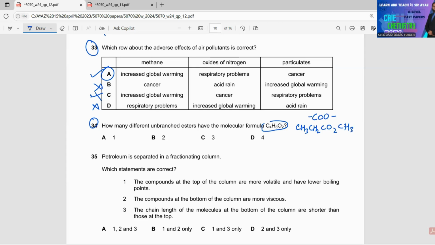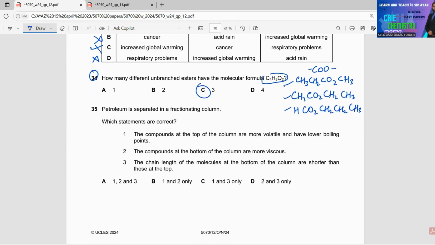This is one of the unbranched esters. Second possibility, we have CH3, CO2, CH2, CH3. Third possibility, we have HCO2, CH2, CH2, CH3. So C must be the right answer. In this case, there are 3 possibilities, 1, 2, 3, for these unbranched esters with this molecular formula.